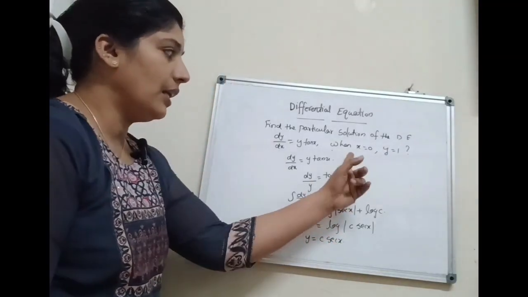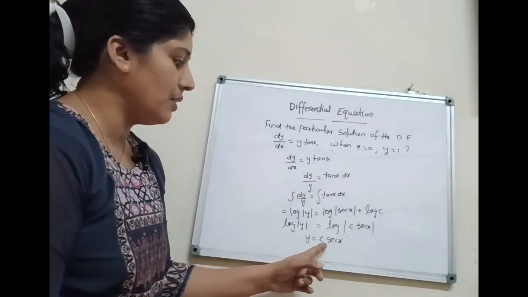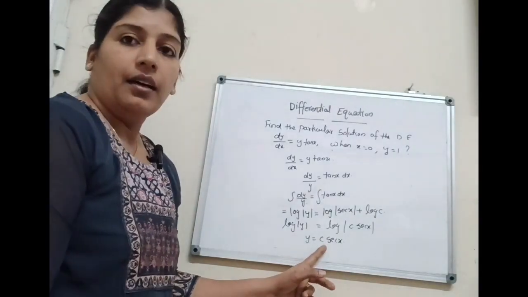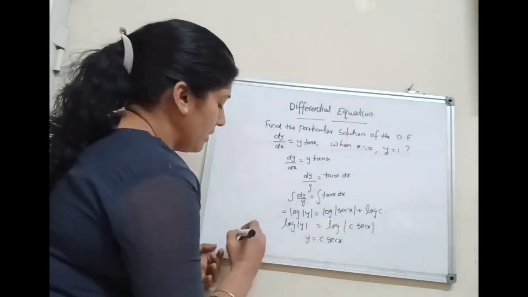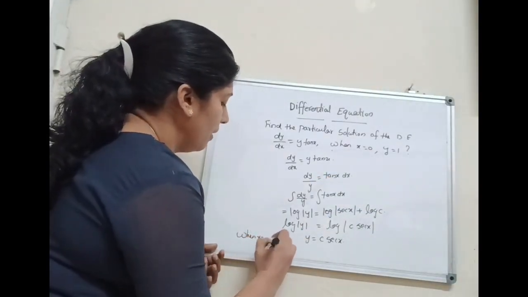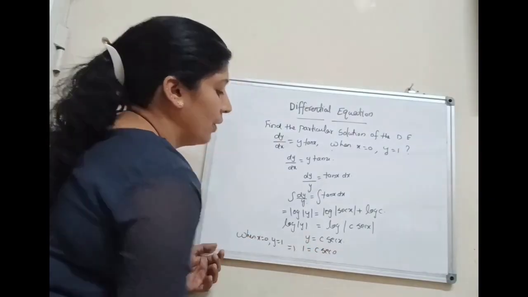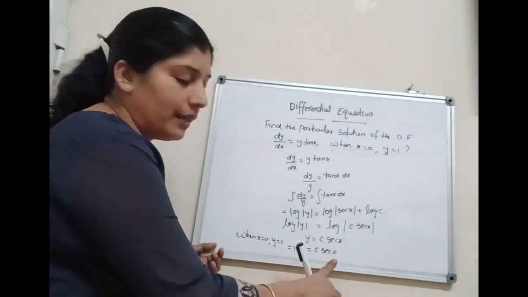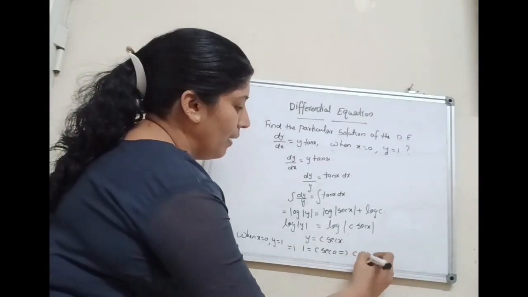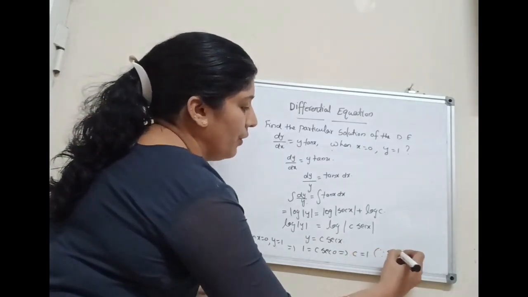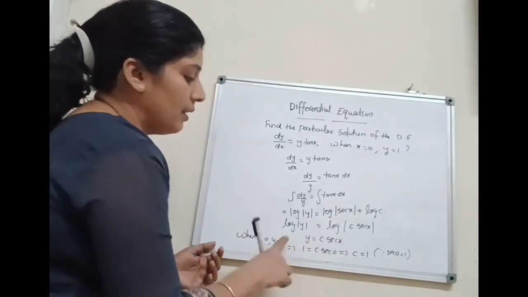Next, the given condition: when x equals 0, y is 1. By substituting this value, we will get the arbitrary constant c. When x equals 0, y equals 1, implies 1 equals c sec 0. The value of sec 0 is 1. That implies c equals 1, since sec 0 equals 1.